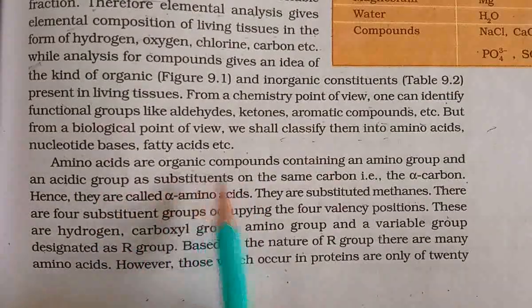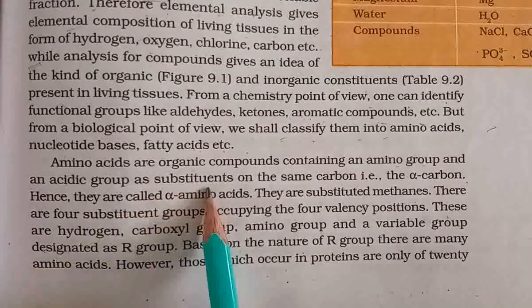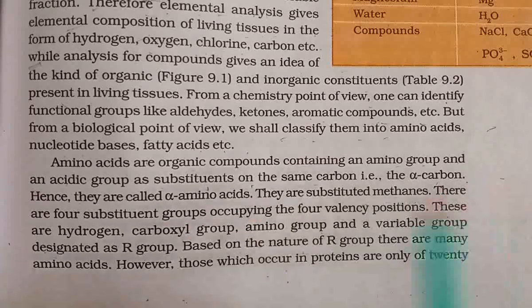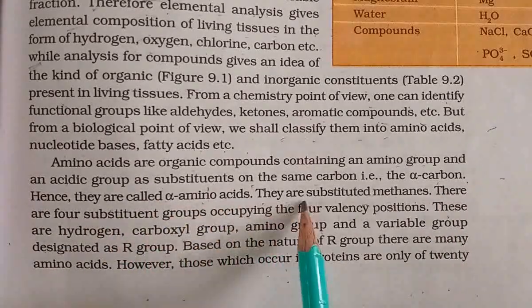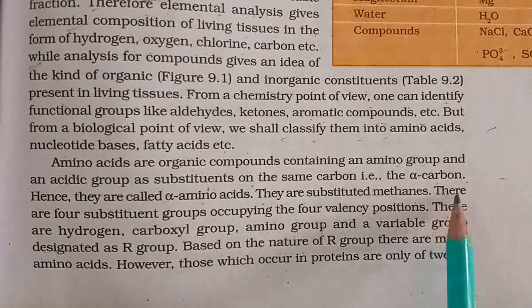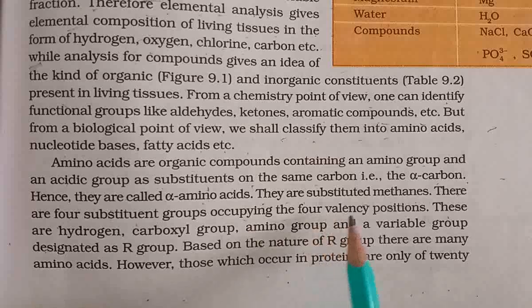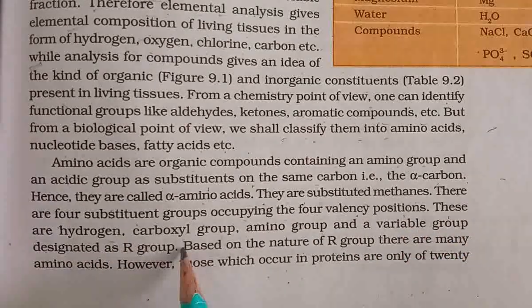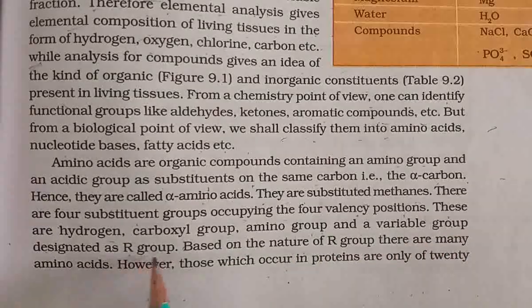Amino acids are organic compounds containing an amino group and an acidic group as substituents on the same carbon, that is, the alpha carbon. Hence, they are called alpha amino acids. They are substituted methanes. There are 4 substituent groups occupying the 4 valency positions. These are hydrogen, carboxyl group, amino group and a variable group designated as the R group.